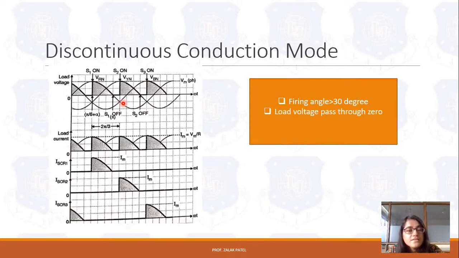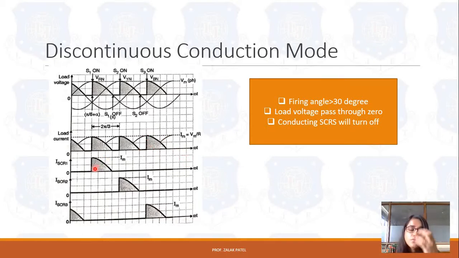Load voltage passes through 0. If load voltage passes through 0, because of the purely resistive circuit, there is no lagging and leading between voltage and current. So we can say that load current also passes through 0, and because of that the conducting SCR will turn off accordingly. Means after SCR1 conducting stops, it will remain off for some time. Then after that SCR2 will start conducting, then again some 0 interval, and then SCR3 will start conducting. So this is the discontinuous conduction mode operation.